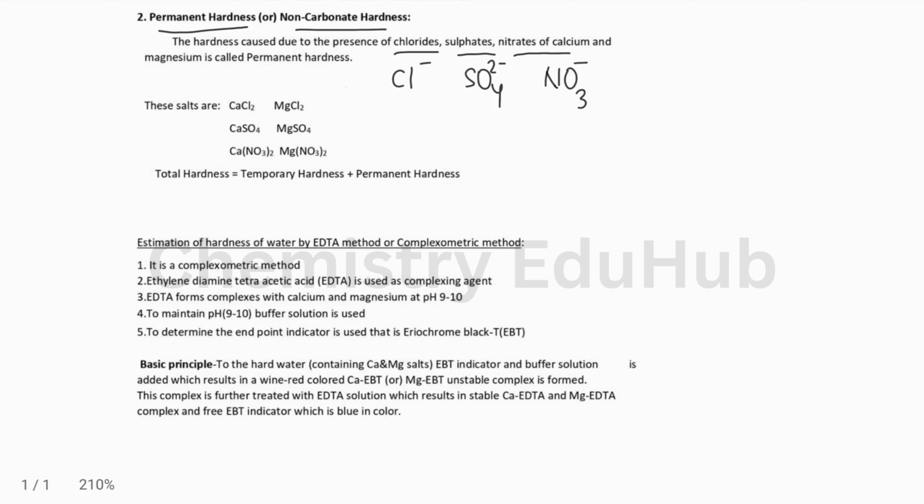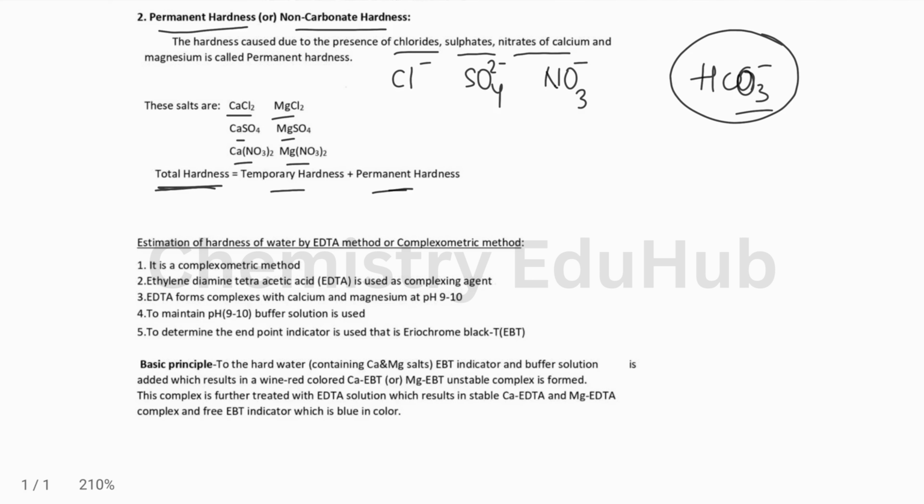So when we use the crisscross method like the previous way, the formulas are CaCl2, CaSO4, Ca(NO3)2, MgCl2, MgSO4 and Mg(NO3)2. So the total hardness of the water is the sum of temporary hardness and permanent hardness. Whenever we say temporary hardness, there will be only bicarbonates present in them, but when we say total hardness, there can be bicarbonates as well as permanent hardness causing salts also present in it. So total hardness is equal to temporary plus permanent hardness.